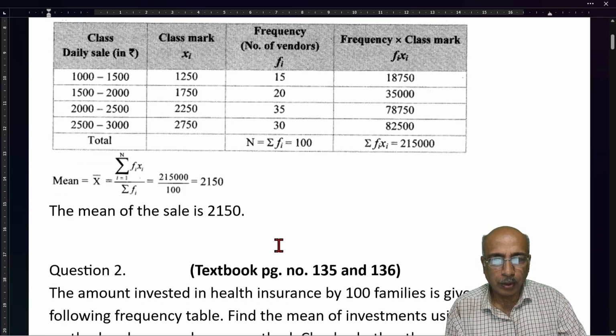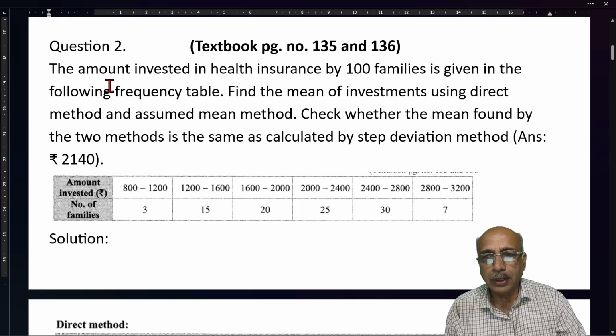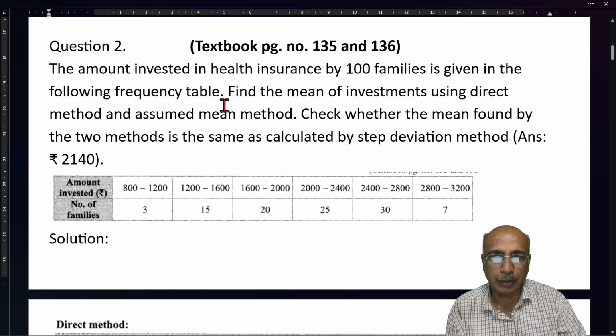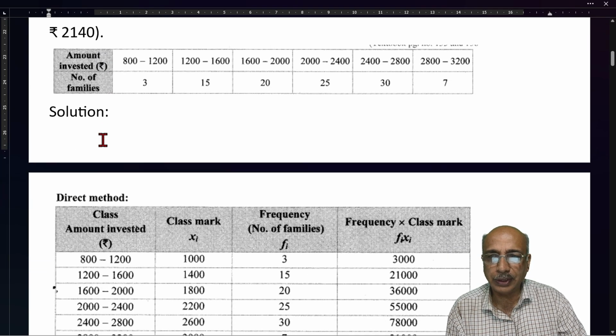Another problem is given on page number 135 and 136 of the textbook. The amount invested in health insurance by 100 families is given in the following frequency table. Find the mean of the investments using direct method and assume mean method. Check whether the mean found by the two methods is the same as calculated by step deviation method. The answer is given here, 2,140. We will see.